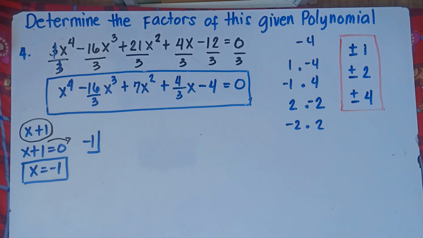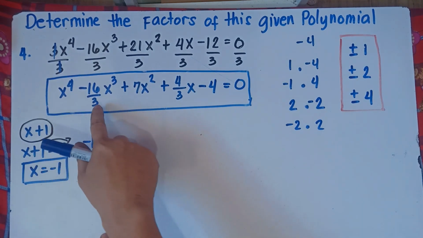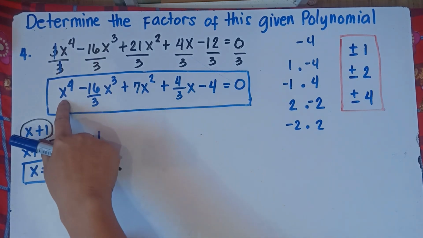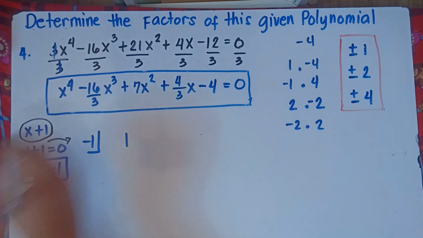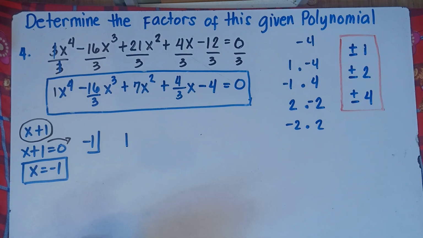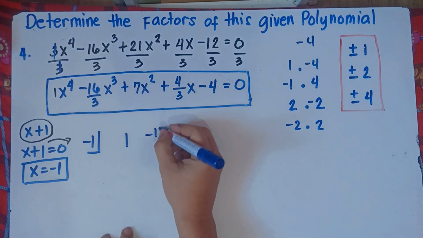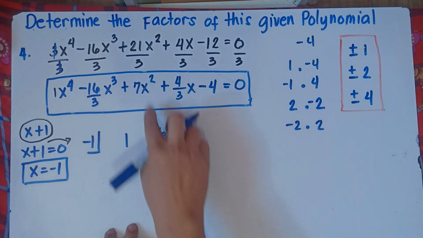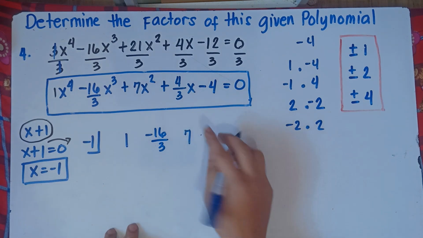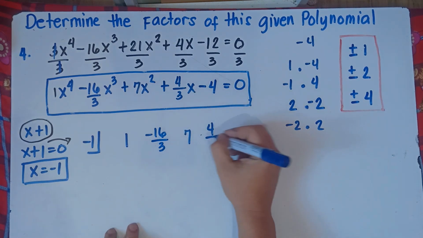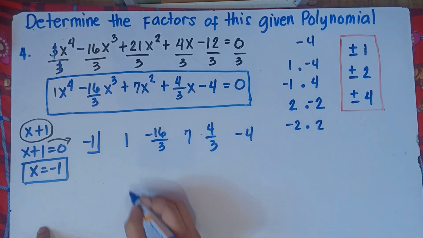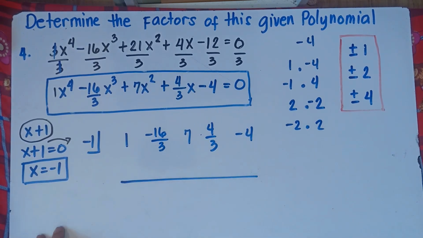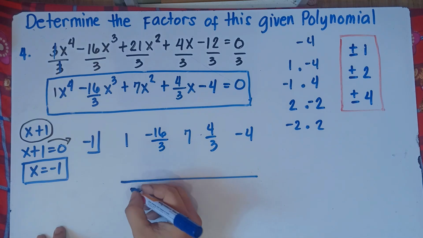Alright, you put a little corner, then you write down the numerical coefficients. So for x raised to the power of 4, we have 1. Understood that there's 1 here. And for x cubed, we have negative 16 over 3. For x squared, we have 7. For x, we have 4 over 3. And we have negative 4. And then you put a horizontal line. Then first thing to do, you bring down 1.